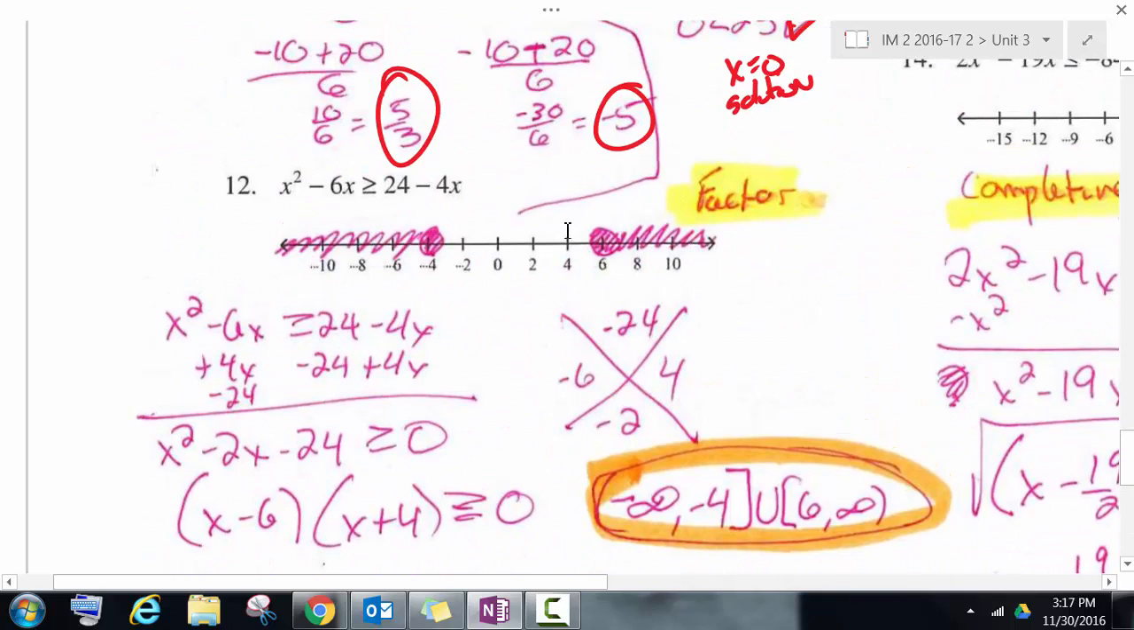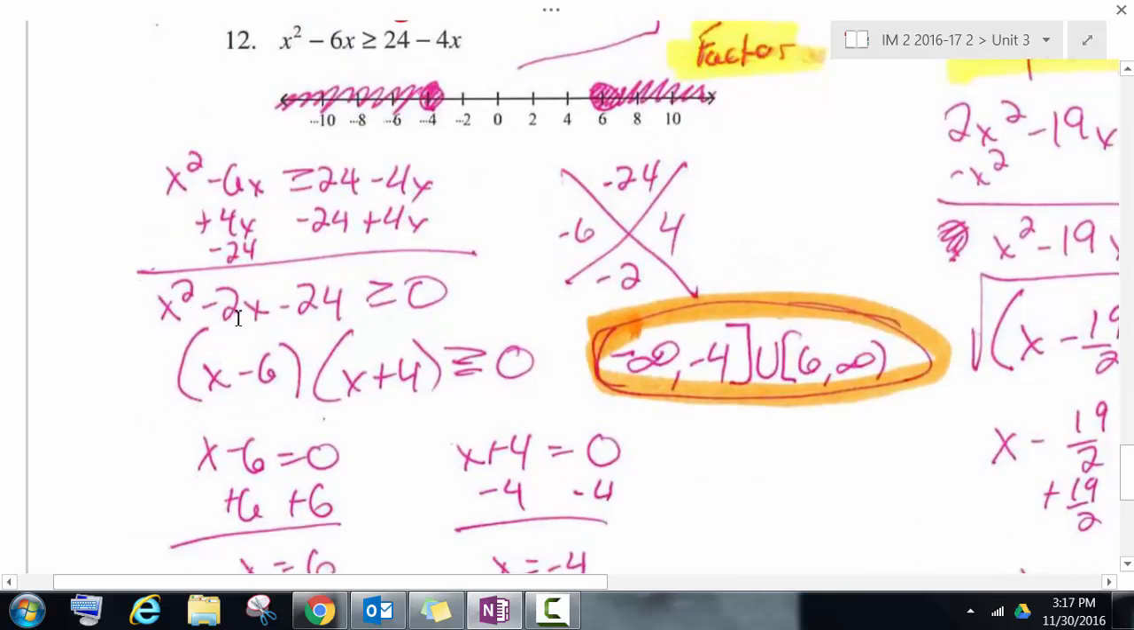Number 12, I decided I wanted to factor. So again, I have to set it equal to 0. So I subtract 24 from both sides, and I add 4x to both sides. So I get x squared minus 2x minus 24 is greater than or equal to 0. Then I do my diamond problem. 1 times -24 is -24. Bottom number is -2. The two numbers that work are -6 and positive 4.